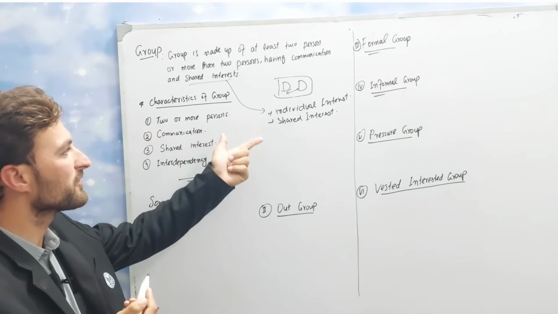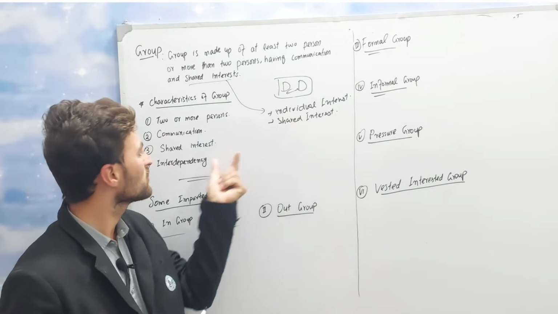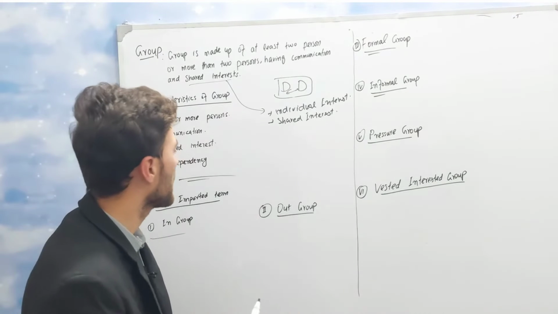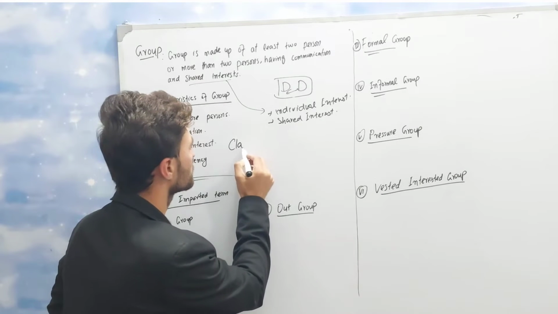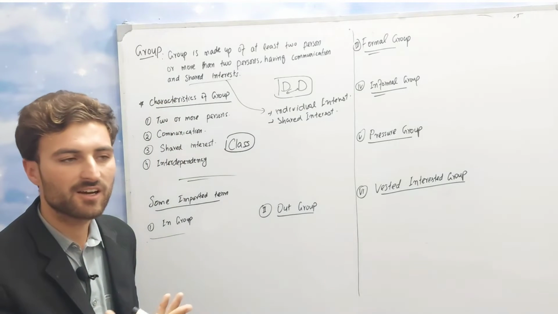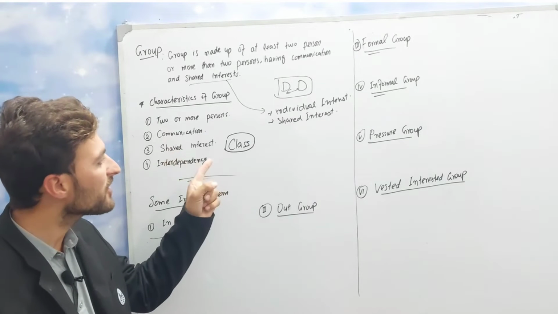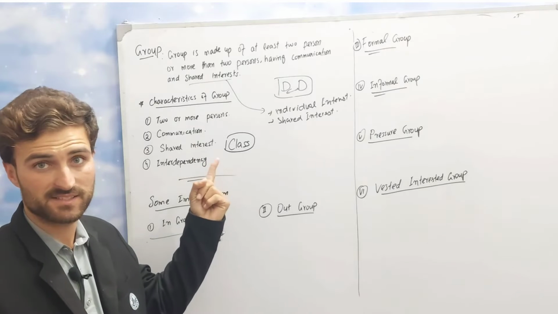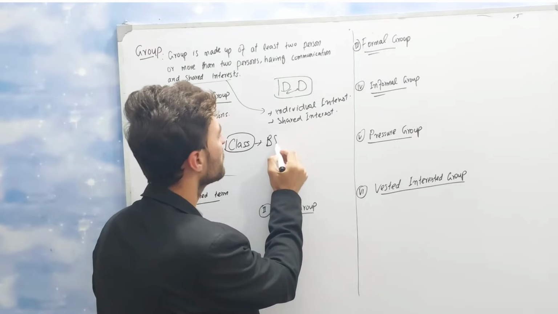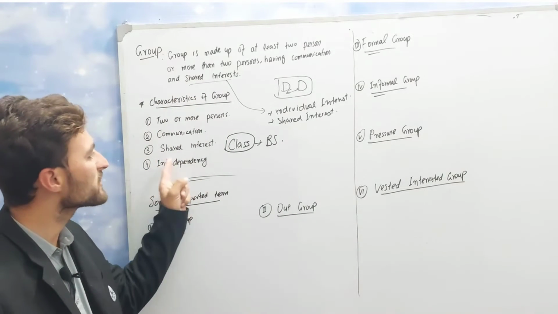Now let's discuss the third characteristic, and that is shared interest. As I have differentiated between individual interest and shared interest here, the group must have shared interest. Let's suppose I am taking the example of a class, the class of physics or botany or any other field, and that class is the class of BS. They will have the shared interest to take the degree of BS in their respective field.